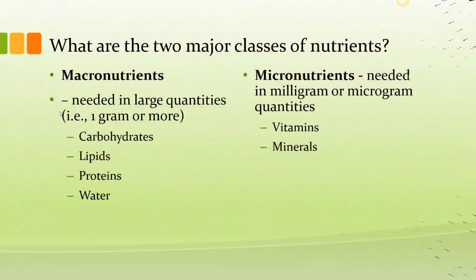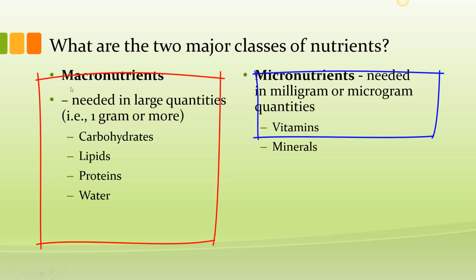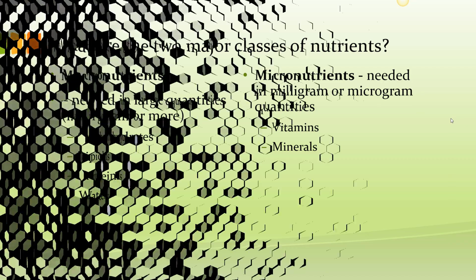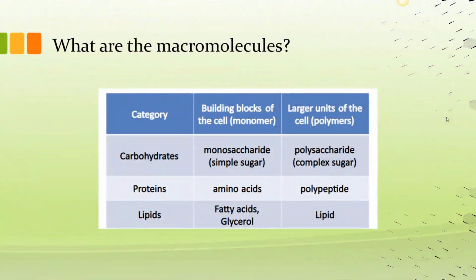Now, what are the 2 major classes of nutrients? Macronutrients and micronutrients. Macronutrients, as I mentioned, you need in large quantities, 1 gram or more, and these are the carbohydrates, the lipids, the proteins, and water. The micronutrients are in milligrams or micrograms, and these are the vitamins and minerals. They're needed in micro amounts or small amounts by the body, but they're still important.